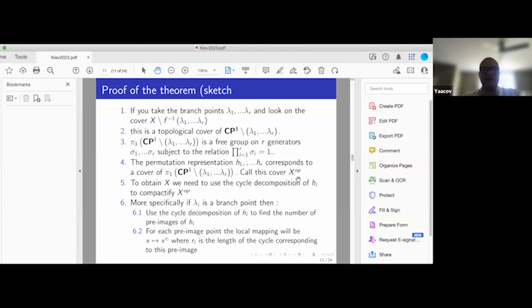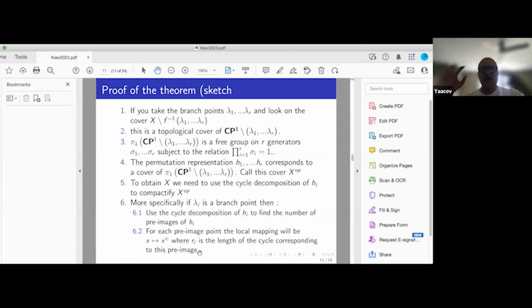Call this cover X op. So this is X open. This is without the branch points. So how do you obtain X? To obtain X, we need to use a cycle decomposition of h_i to compactify X op. More specifically, if lambda i is a branch point, then you use a cycle decomposition of h_i to find the number of preimages of lambda i. And for each preimage point, the local mapping will be x goes to x to the power of r_i, where r_i is the length of the cycle corresponding to this preimage.